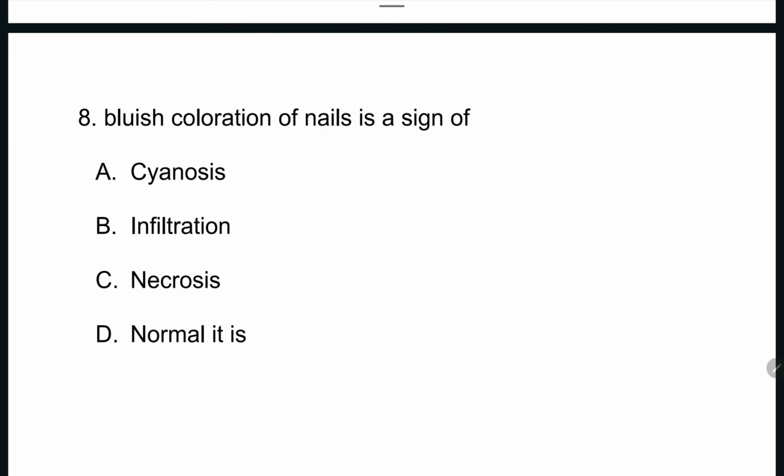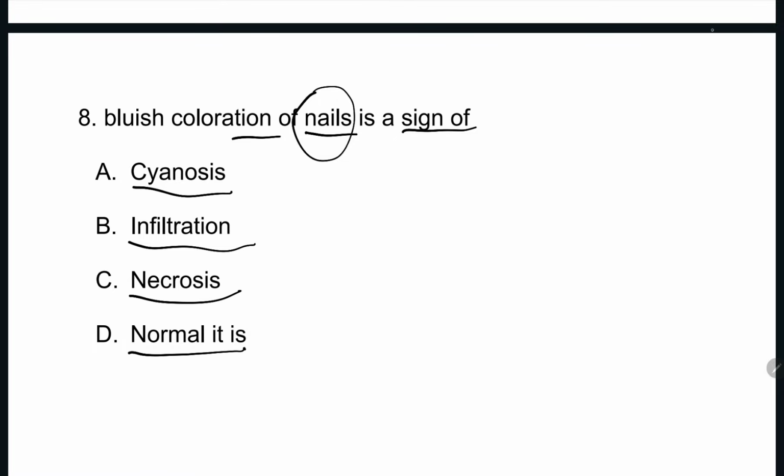The next question is the bluish coloration of nails. Okay, nails, nothing but gorlu, veli gorlu. Bluish discoloration of the nails is a sign of option A, cyanosis. Option B, infiltration, option C, necrosis, option D, it is a normal thing.